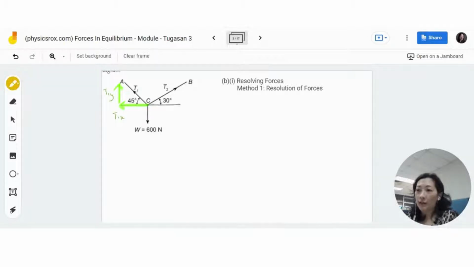For T2, we also need to find the horizontal and the vertical. So we will have T2x and T2y. So in this case, it's a little bit challenging because the values of T1 and T2 are not equal. So you cannot assume that all of these are equal.